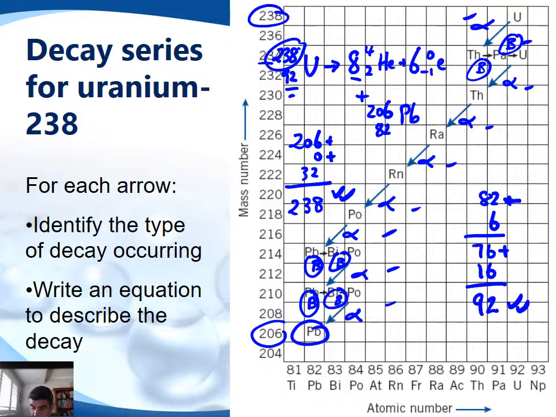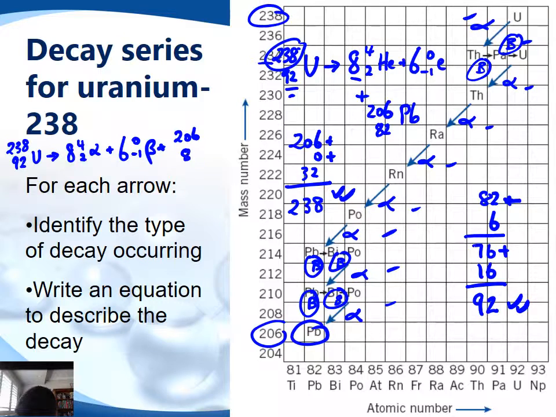So it's probably worth writing this equation out somewhere where it's a little bit easier for you to see. So the uranium-238 (92) has decayed into 8 alpha particles and 6 beta particles and 1 atom of lead-206 (82). So this is the summary for the decay series of uranium-238.